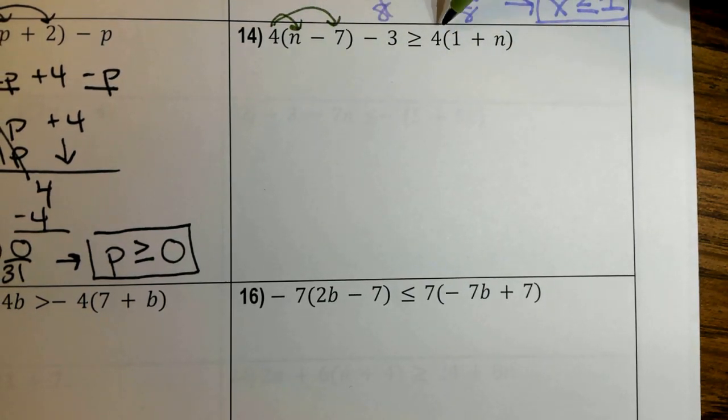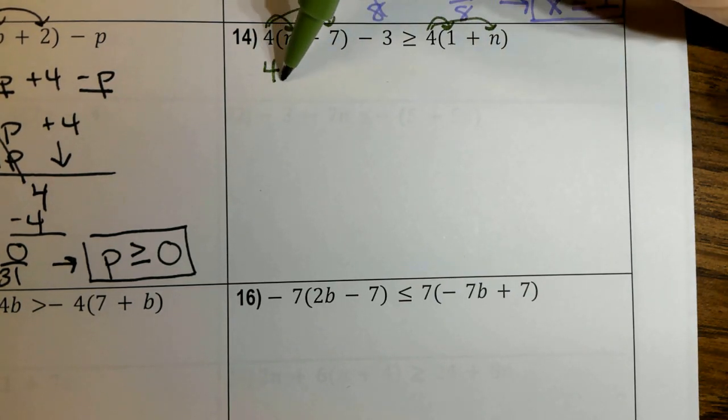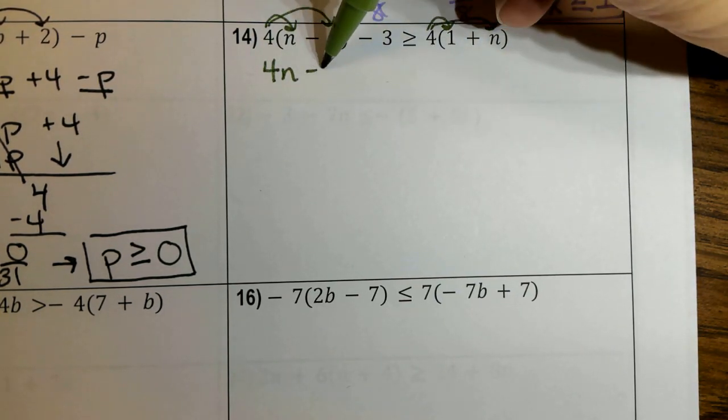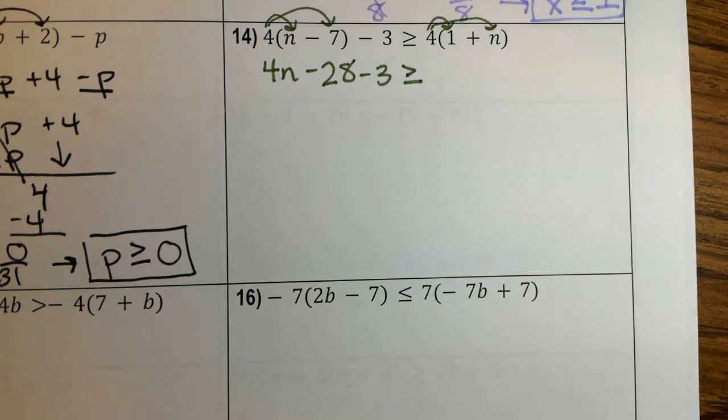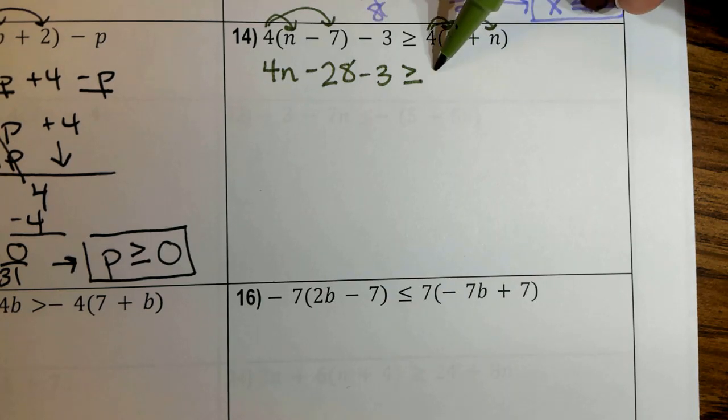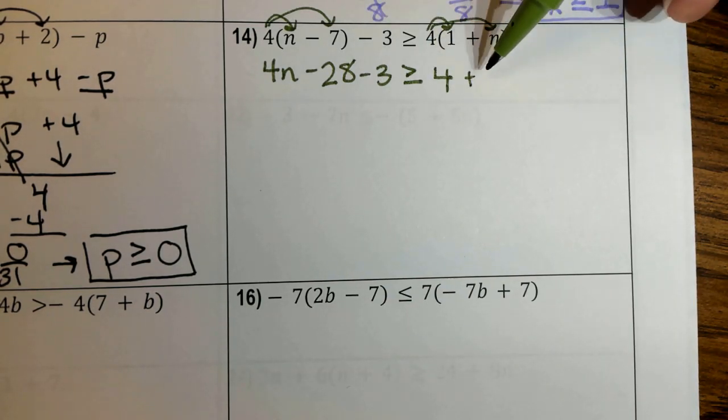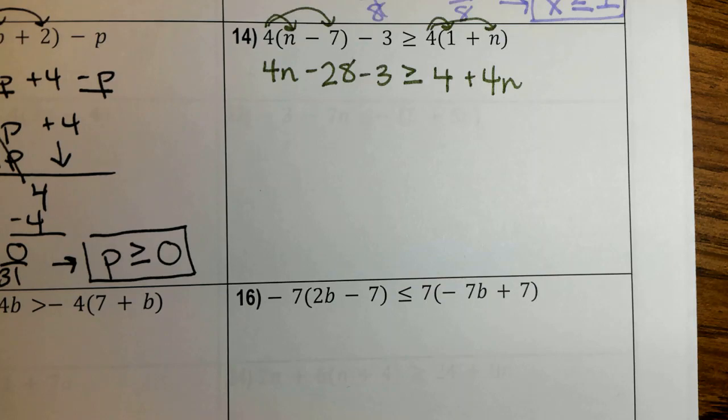Guess what? I got to multiply. Look at that. 4 times n is 4n. 4 times negative 7. I'm trying to make this exciting because this is all the same thing. 4 times 1. 4 times n. Look at that. So if you sound excited about math, maybe it'll be more fun, or maybe you'll just sound like a dork. It's cool.